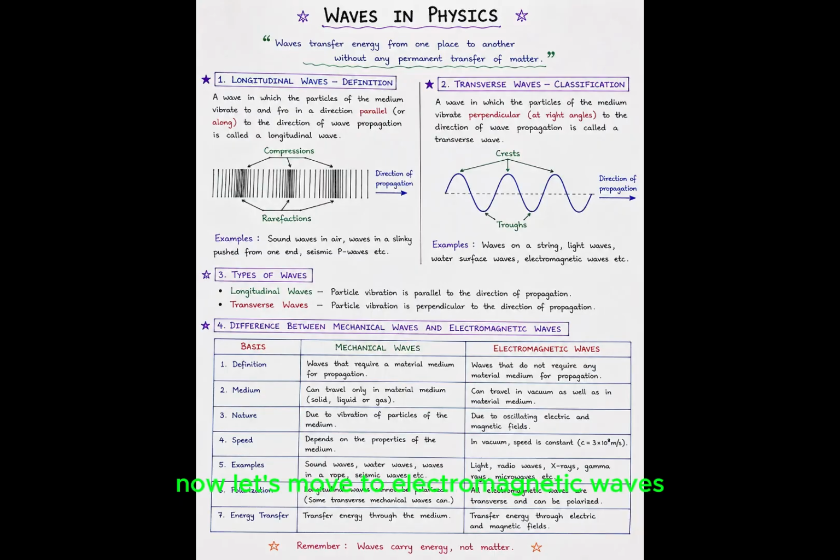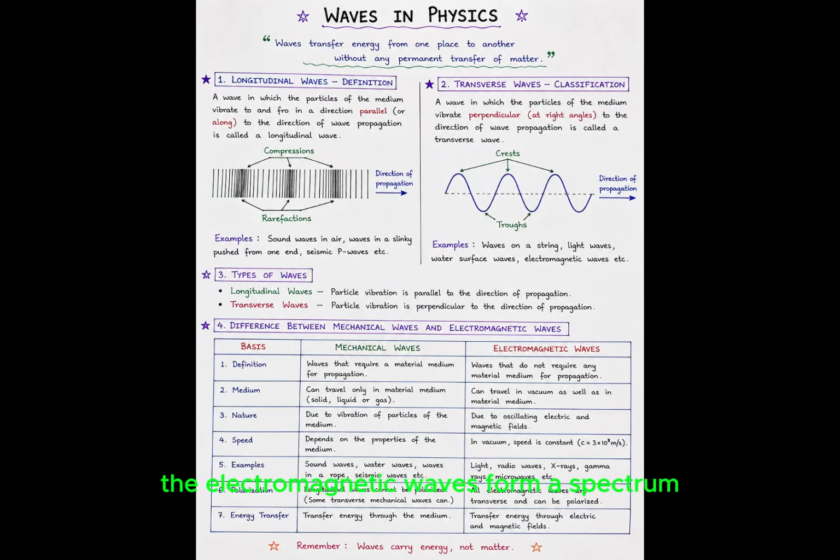Now let's move to electromagnetic waves, which are very different from mechanical waves. These waves do not require any medium and can travel through a vacuum, which is why sunlight can reach the Earth from space. Electromagnetic waves are made of oscillating electric and magnetic fields that are perpendicular to each other and also perpendicular to the direction of wave travel. All electromagnetic waves travel at the speed of light in vacuum, which is approximately 3 times 10^8 meters per second.